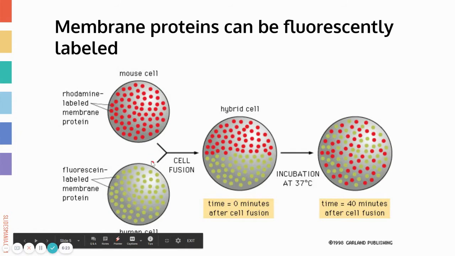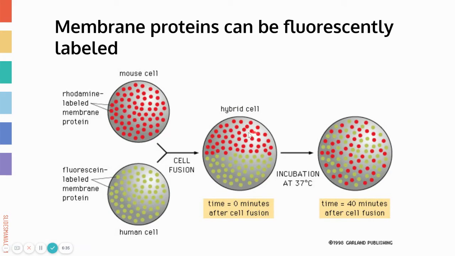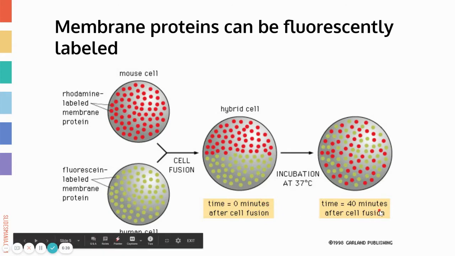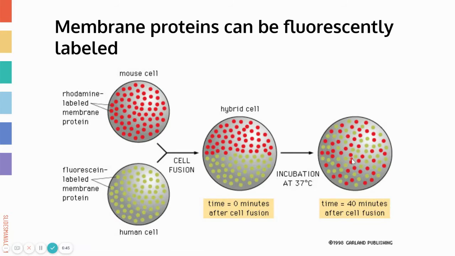So instead, they took two different cells. Here we have a mouse cell and here we have a human cell. The mouse cell is labeled in red and the human cell is labeled in green. And they fused them so that now we have a giant cell that's half red and half green. And they waited 40 minutes, and found that after 40 minutes, all of these red and green tags had spread and were not where they started.